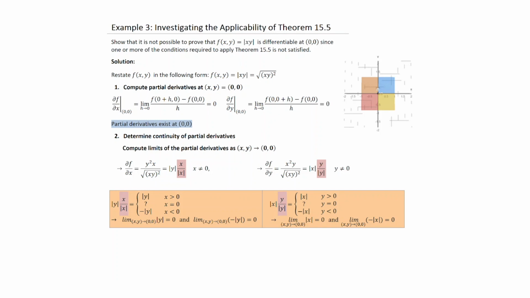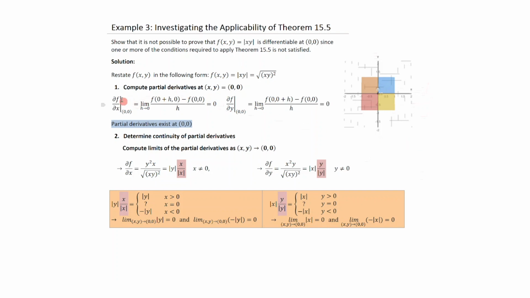All right, so now we're going to look at the applicability of theorem 15.5. Show that it's not possible to prove that f(x,y) equals the absolute value of xy is differentiable at 0, 0, since one or more of the conditions required to apply theorem 15.5 is not satisfied. So we are going to work through this problem. I've put a diagram on the side here to indicate the regions of interest. For instance, everything in this region or this region or this region or this region is all right. The problems will lie along the y-axis and along the x-axis. And it turns out that the origin is almost like a special case.